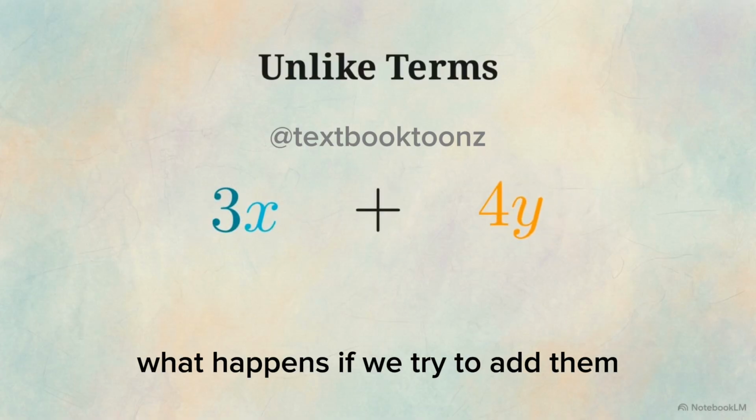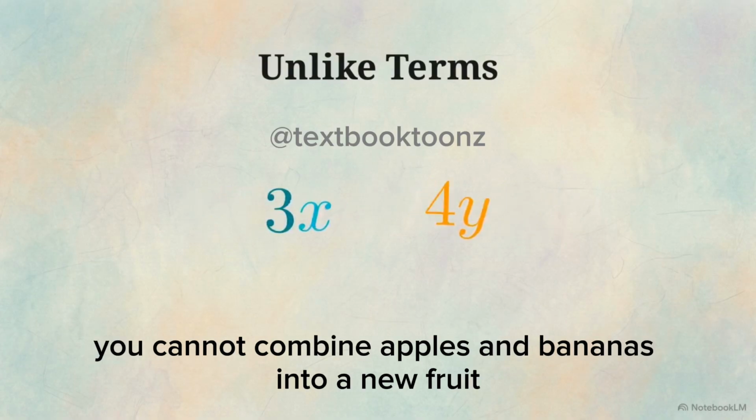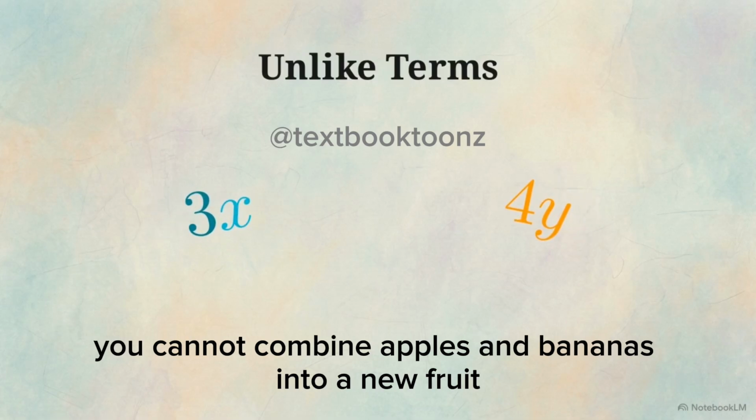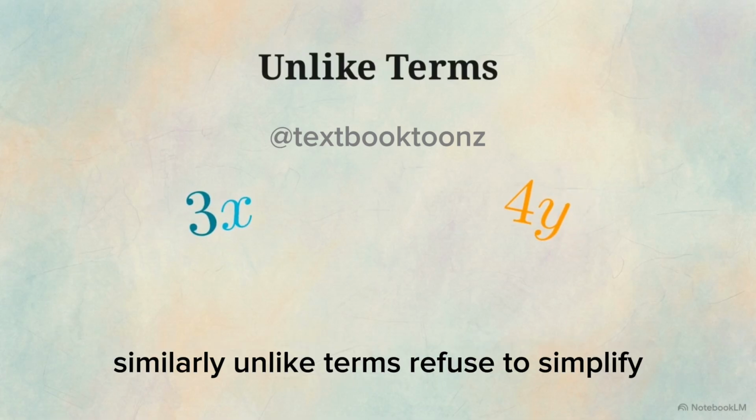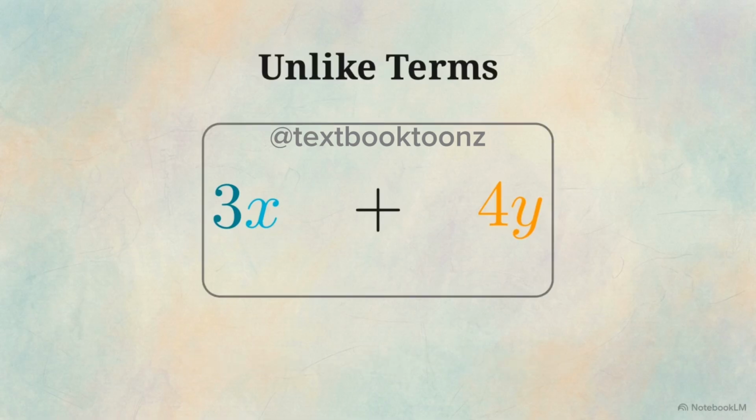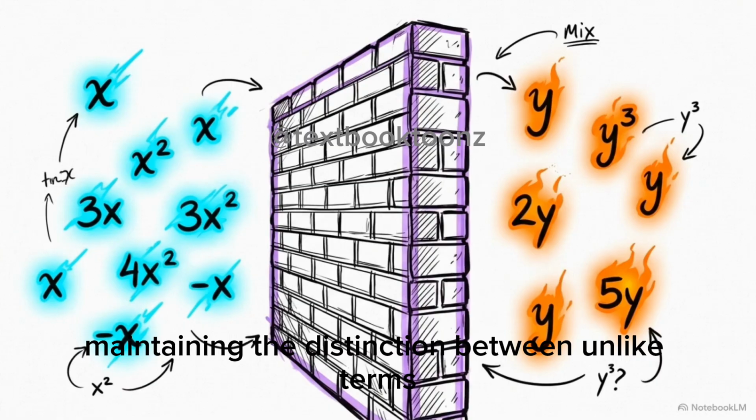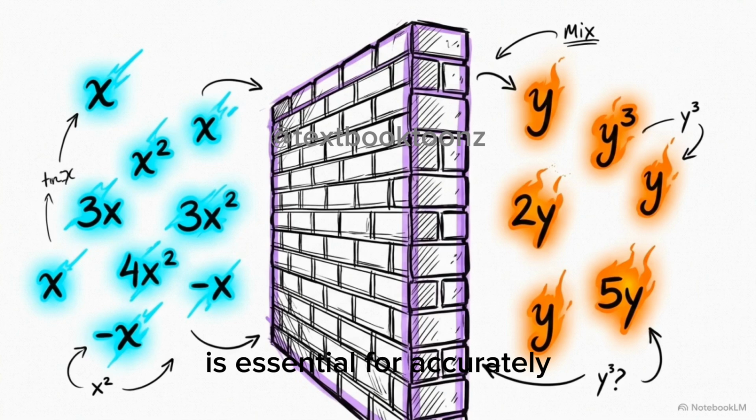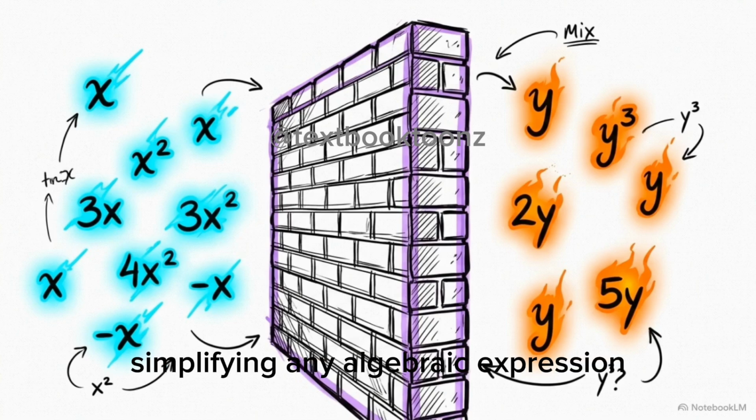What happens if we try to add them? You cannot combine apples and bananas into a new fruit. Similarly, unlike terms refuse to simplify. They stay exactly as they are. Maintaining the distinction between unlike terms is essential for accurately simplifying any algebraic expression.